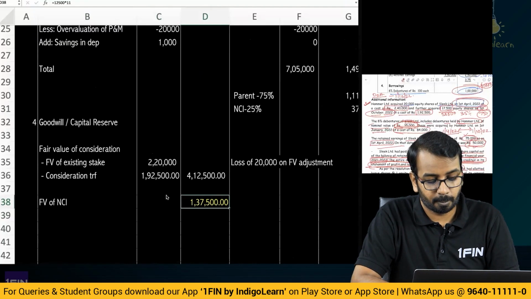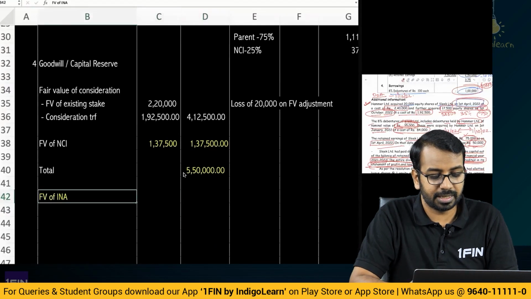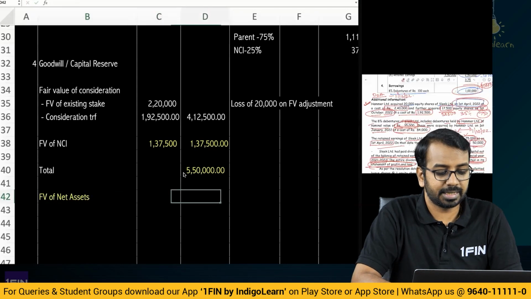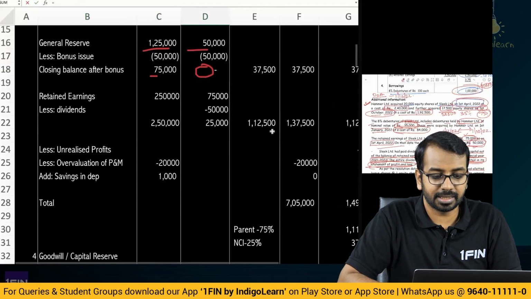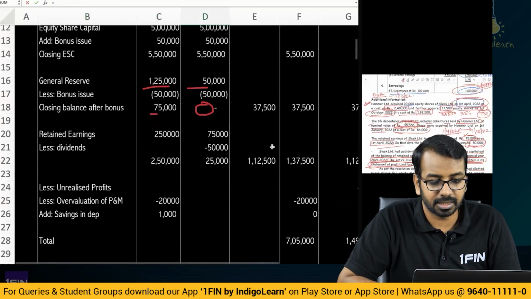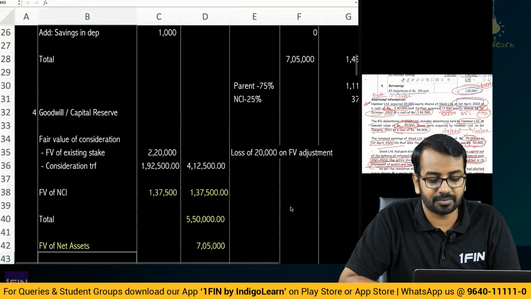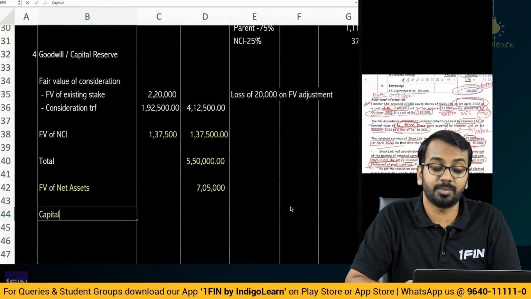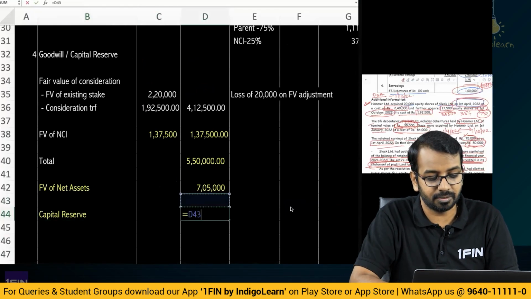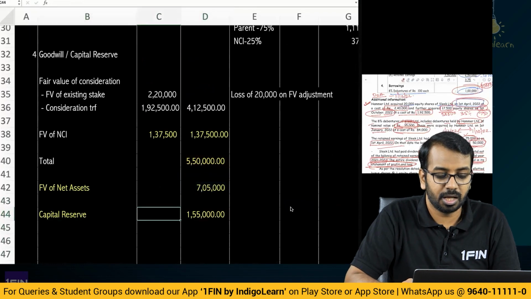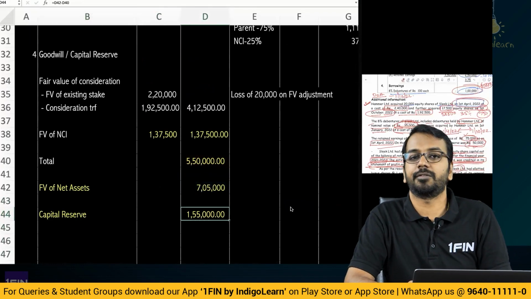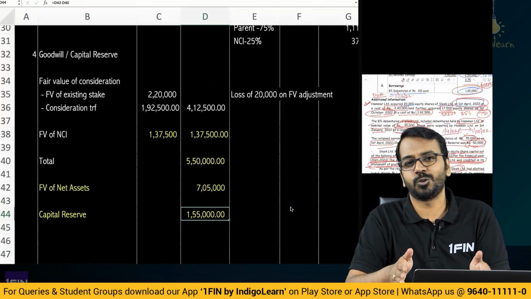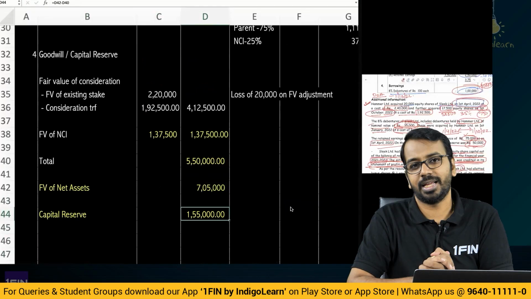What is the fair value of identifiable net assets? The fair value of net assets on the date of acquisition is given to be 7,05,000, what we have calculated. So assets are more, payment is less, it means capital reserve. So capital reserve is 7,05,000 minus 5,50,000, which is 1,55,000. After this is done, the remaining is simply additions of various items and you will get to the answer.